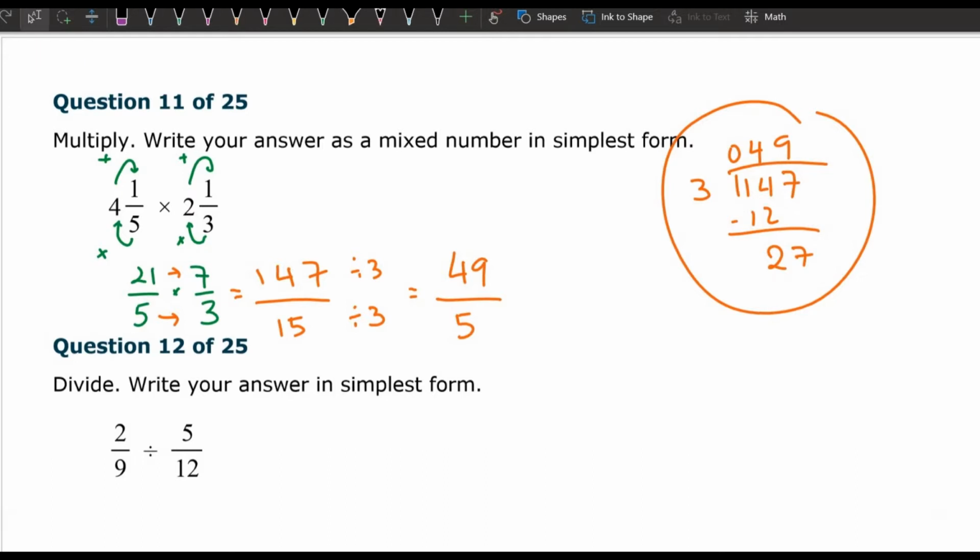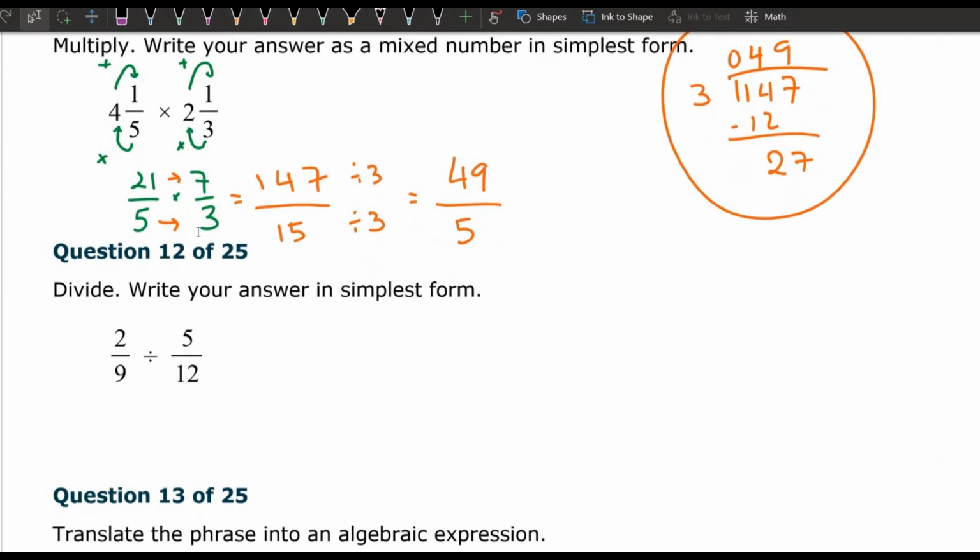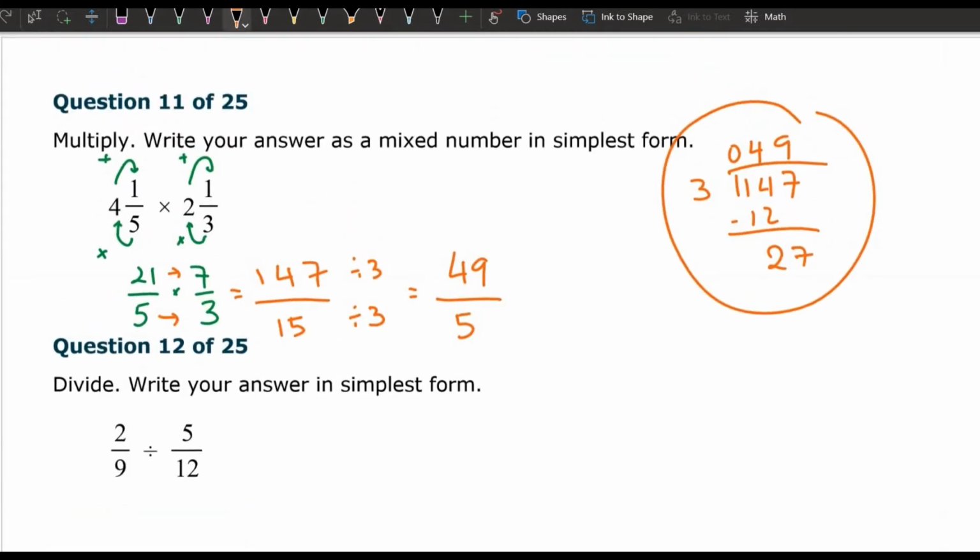All right, problem number 12. Okay, so 2 over 9 divided by 5 over 12. We're going to do keep, change, flip. We keep the first fraction, we change to multiply, and we flip the last one. Then we only need to multiply straight across. So that will give you 24 over 45.